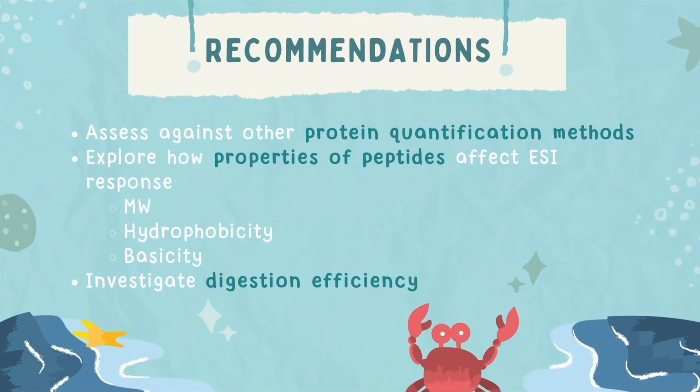To further explore mass spec in terms of proteomics, the following are recommended. Assessing the accuracy and efficiency of mass spec against other protein quantification methods, like using antibodies, gel electrophoresis, and radiochemical labeling. Exploring the effect of varying the properties of peptides that affect the ESI response, and investigating the effects of the complexity of the starting sample on the efficiency of digestion with proteolytic enzymes and how this affects mass spec analysis.